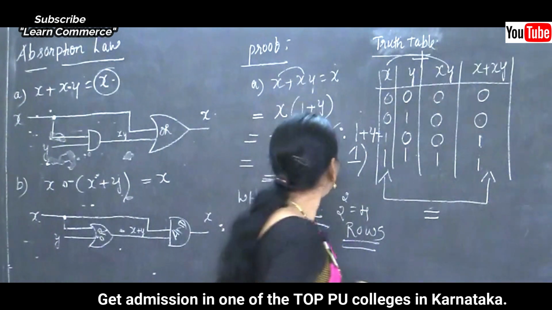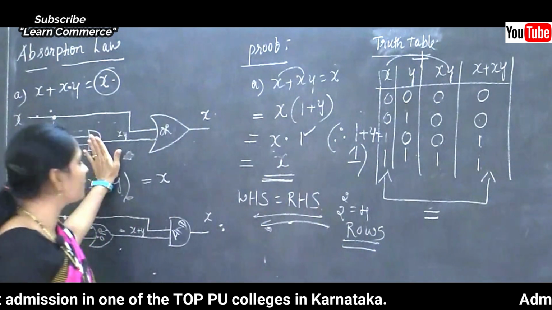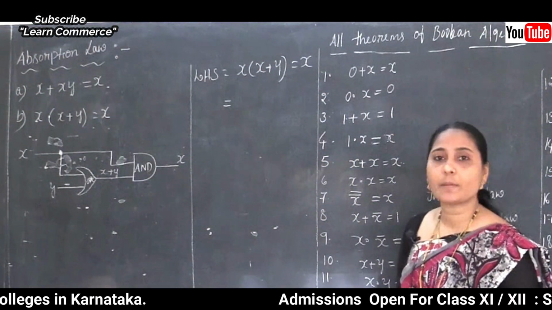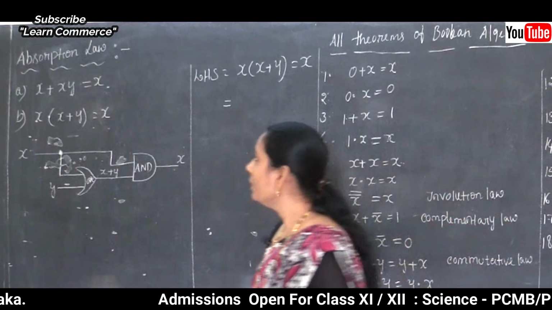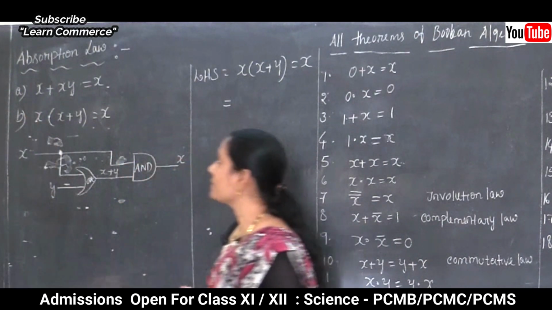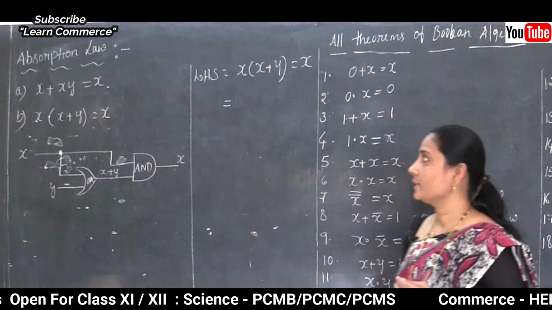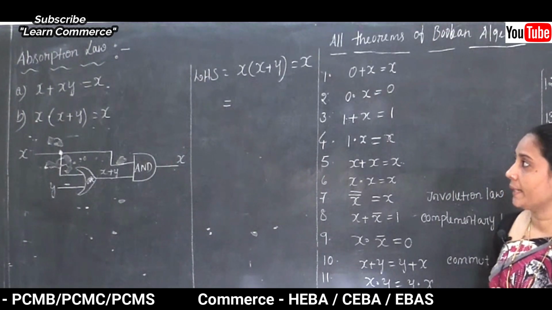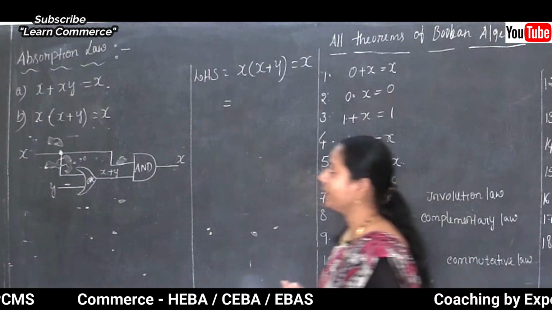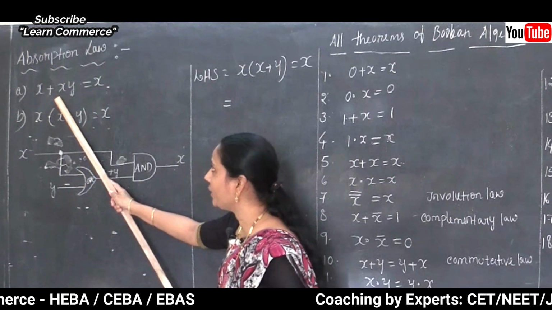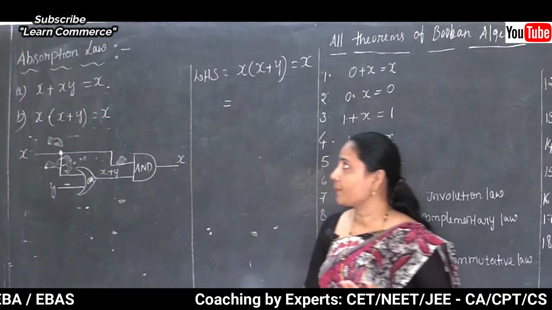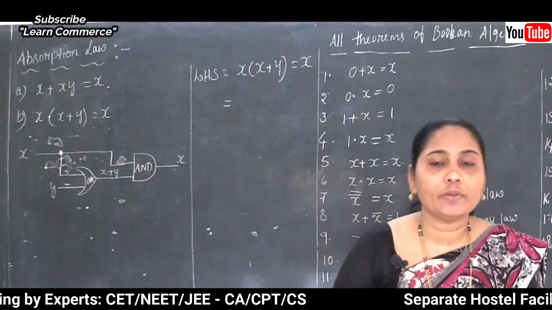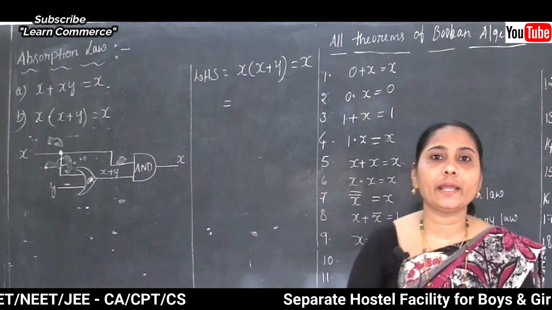So both values are equal. Clear this point here. So this is about our absorption law. We know that in the absorption law some laws are there. The first law, x plus xy is equal to x, and we also proved it by using left hand side is equal to right hand side. When you make the calculation by using Boolean expression, we get the result that is equal to x. So we can say that hence it is proved.